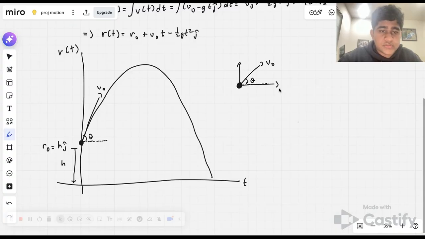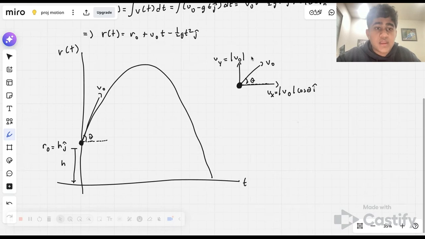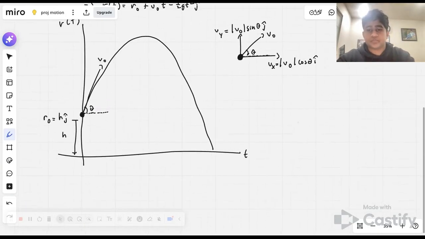This horizontal component is going to be equal to the magnitude of the velocity vector times cosine theta with the i component, because it's moving to the right, or it could be moving to the left, and it simply has a horizontal component of motion, not any vertical component. For Vy, actually this is Vx, and for Vy, we can simply say that Vy is equal to the magnitude of the velocity vector times sine theta with a j component. Why j component? Because the Vy is going up. It's moving in a vertical direction, not a horizontal direction.